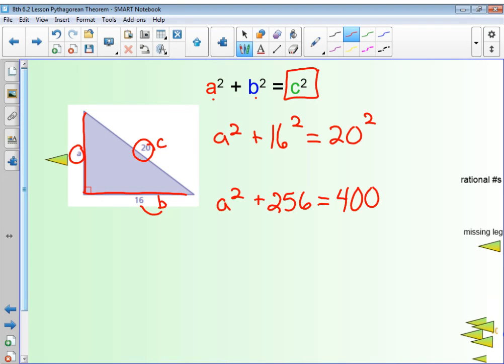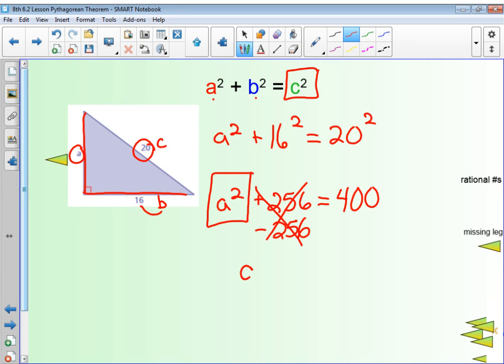Okay, so now how is this different? I don't have the A squared by itself. So this is the part that's different. Okay, we don't get to pick the C side. The A and the B we can flip-flop, but we don't get to pick the C side and substitute in. So we're still trying to get that A squared by itself, which means just like we would do before back in chapter 1, we would work to get A by itself. So I'm going to go minus 256.